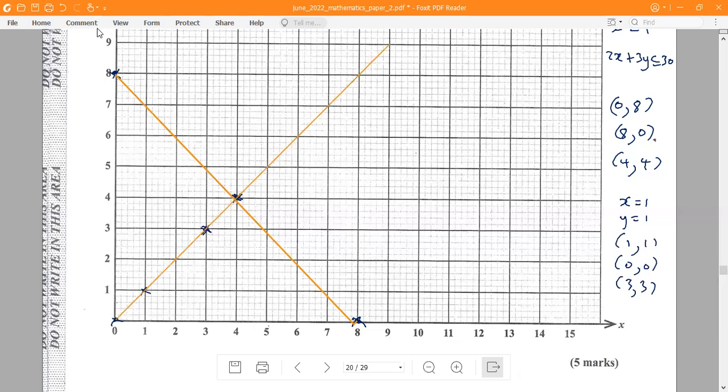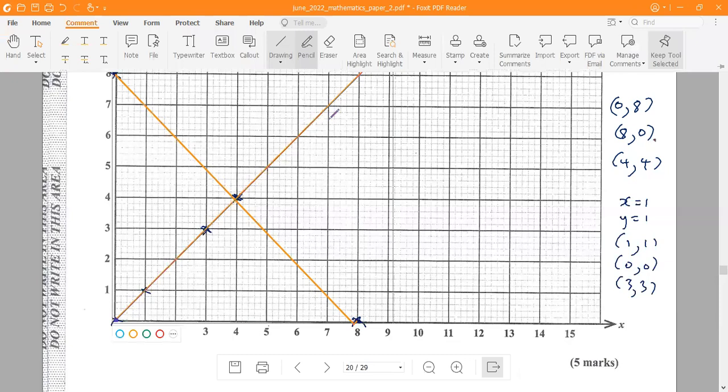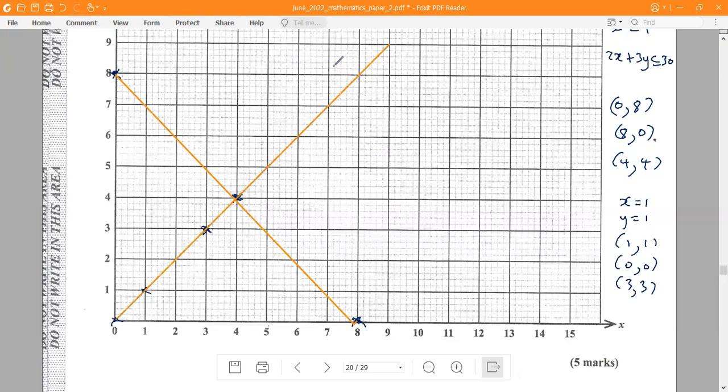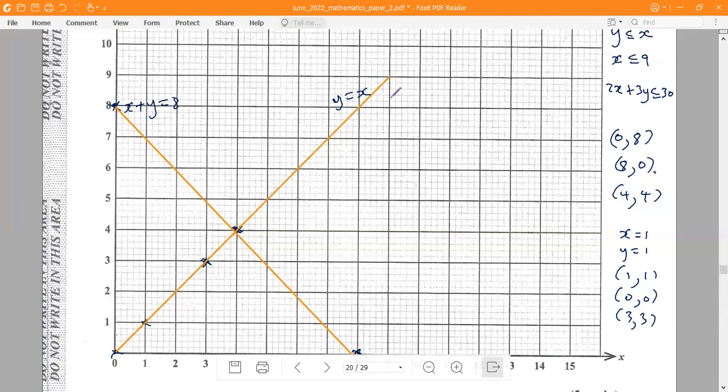All right, this will be y is equal to x. This one over here was x plus y equals 8. That's the name of the graph. That's the equation of the graph, sorry.